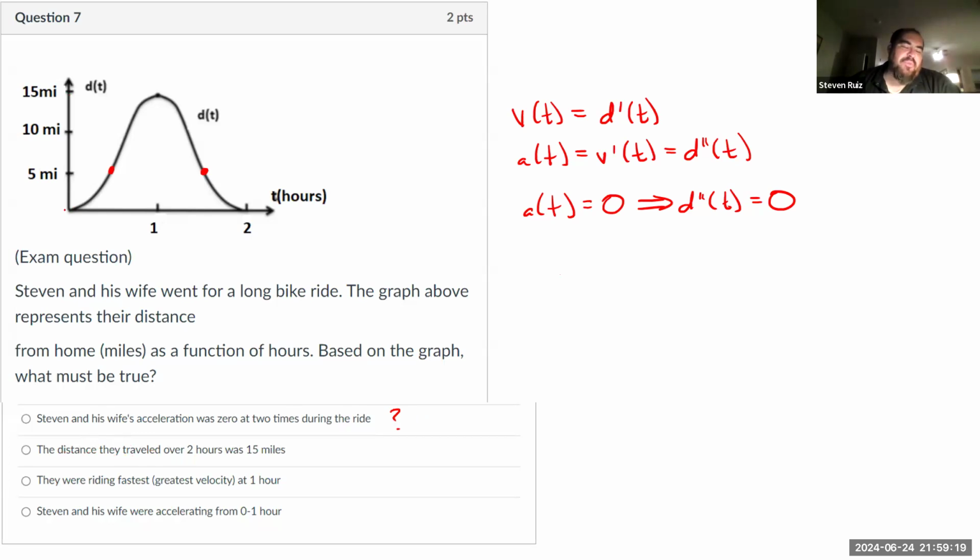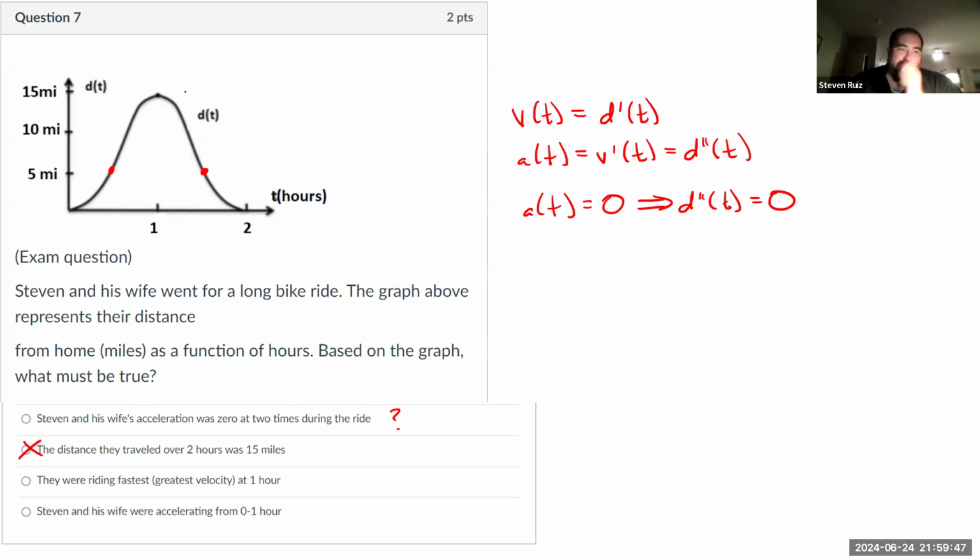I don't think that can be true because if this graph shows my distance from home, after an hour, I'm 15 miles from home. And then in another hour, I'm 0 miles from home. So I think at a minimum, I traveled 30 miles. So I don't think that one can fit. They were riding fastest at 1 hour.